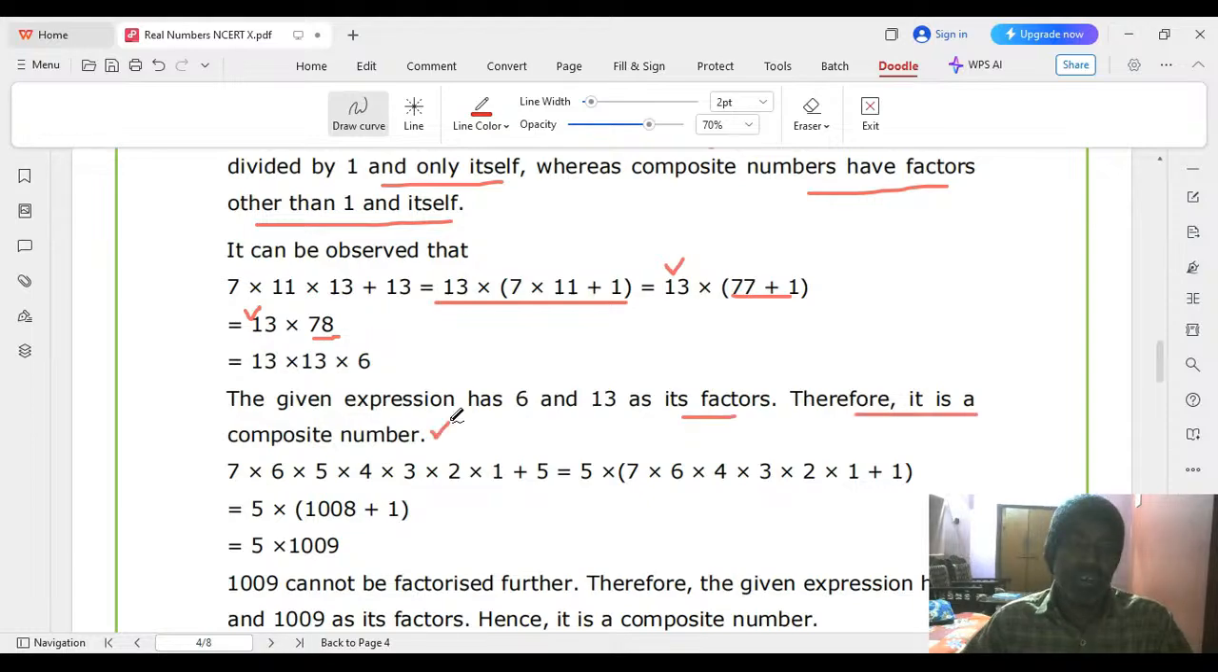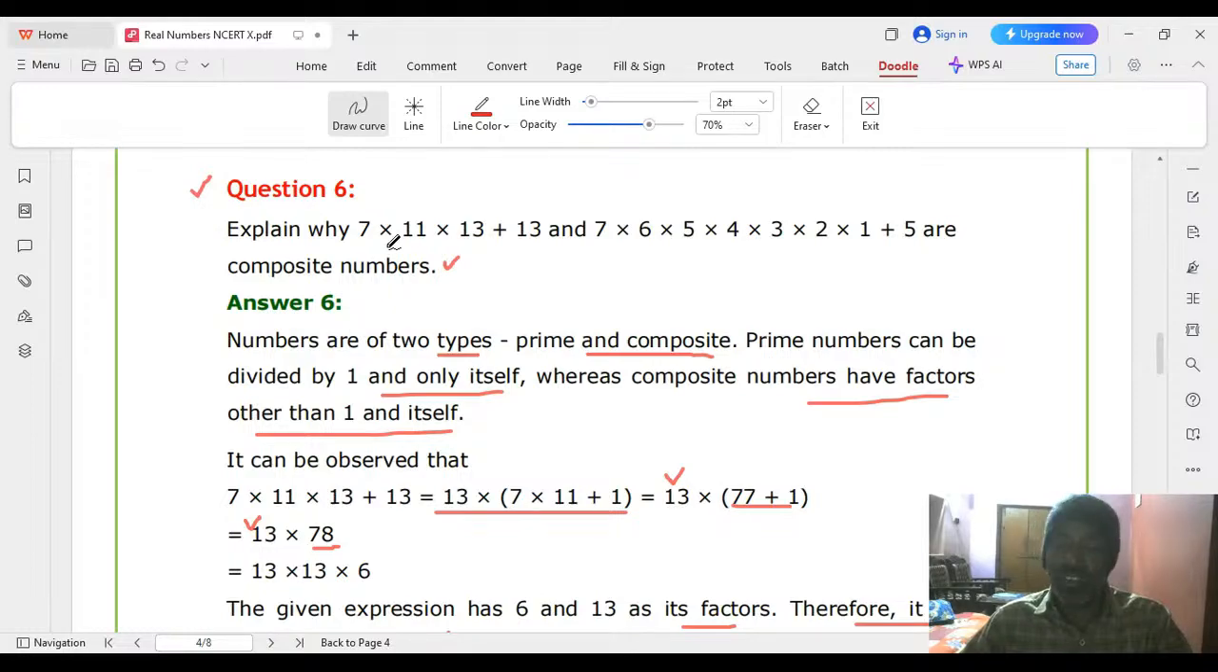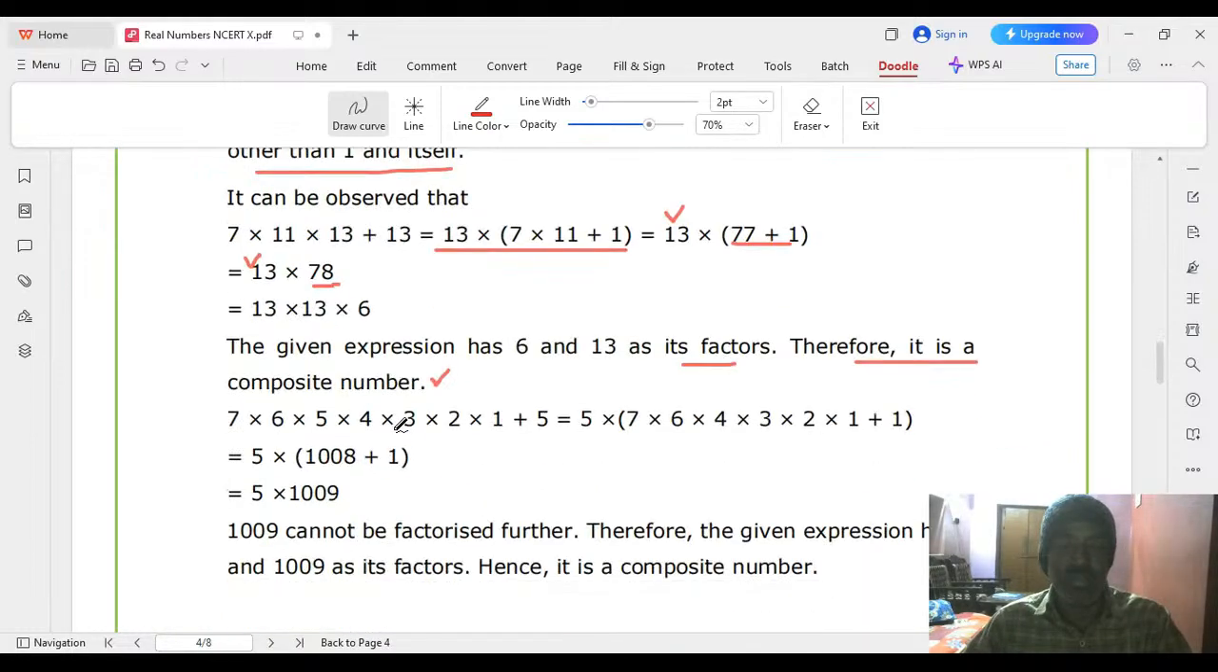The prime factorization of this one will be 13 × 13 × 3 × 2. So this is a composite number, since the given number is divisible by 1 and itself as well as other numbers. Similarly, we can see the second part of the question.